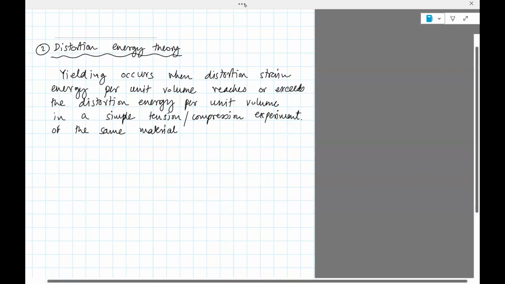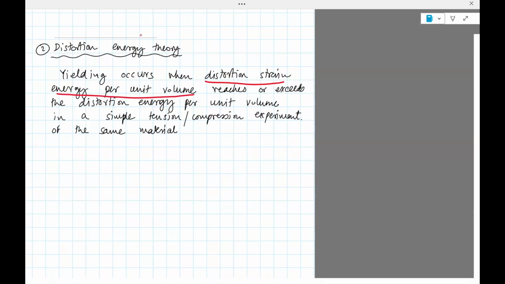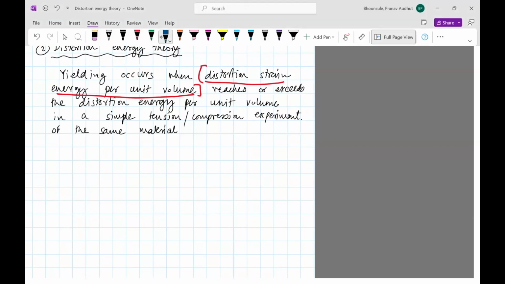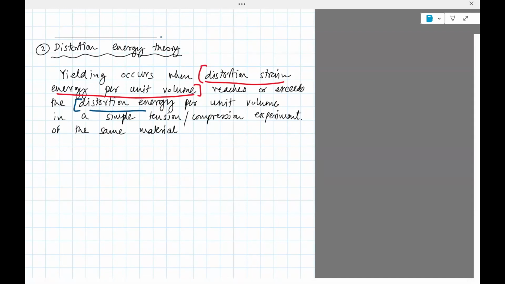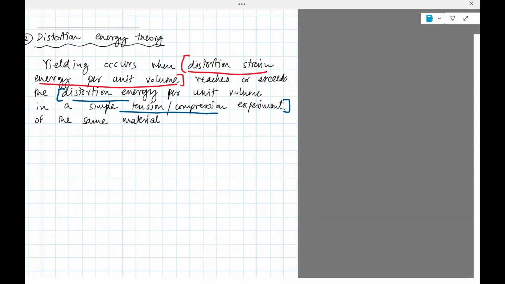Okay, so I'm going to just break this down. We need to compute the distortion energy per unit volume first. What does it really mean to compute the distortion energy, strain energy? That's the first step. The second thing is once we compute that, we find the distortion energy per unit volume in a simple tension or compression experiment. So that's the second thing we'll do.